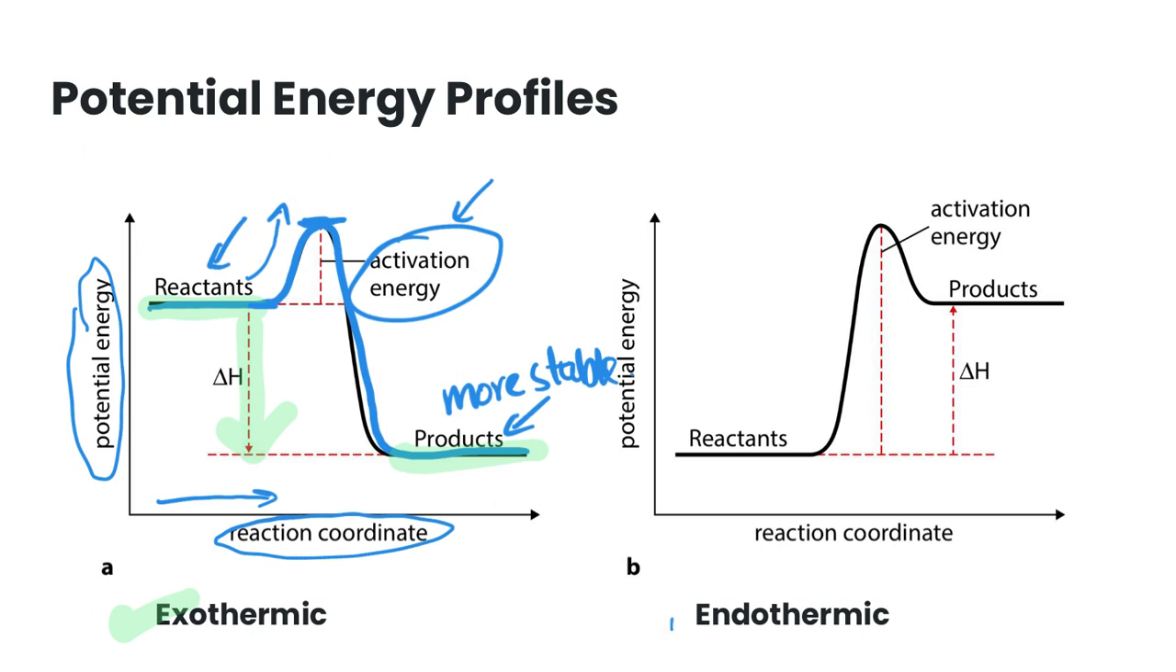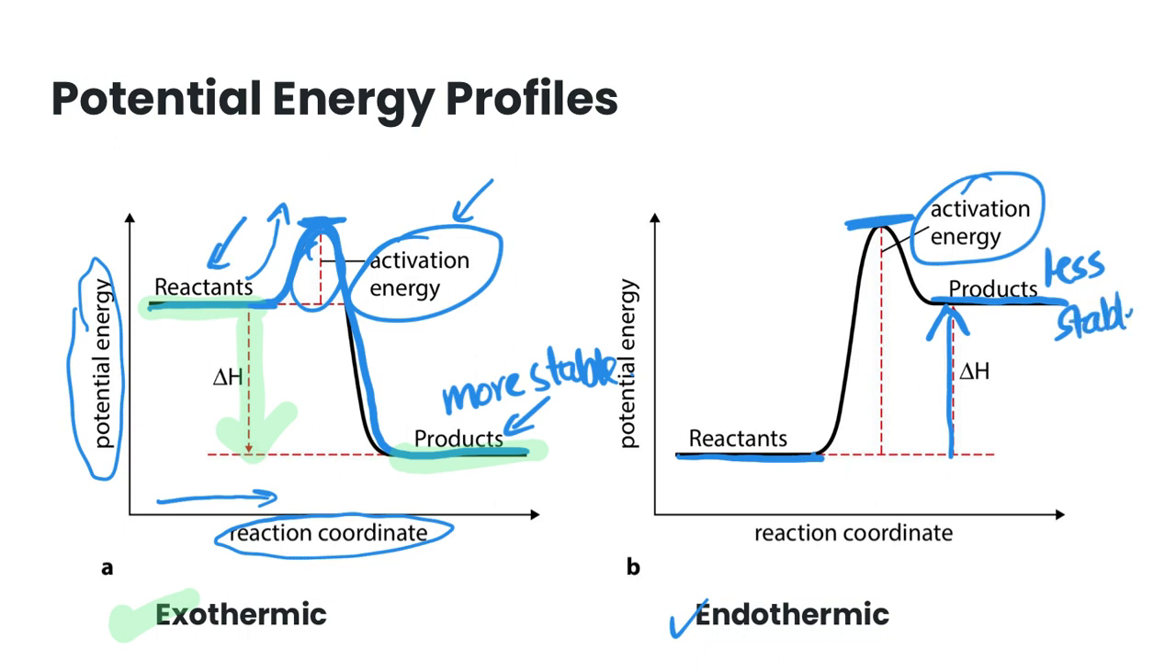Looking at our endothermic reaction, essentially it's the same kind of diagram, except our reactants are now below our products. Our delta H is pointing up. And then our activation energy, again, is the difference between the reactants and up at this peak here. So you can see for an endothermic reaction, the activation energy is really high compared to this small activation energy for an exothermic reaction. So for endothermic reactions, the products are at a higher energy and are said to be less stable than the reactants.